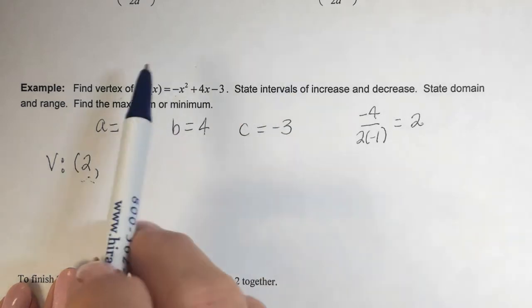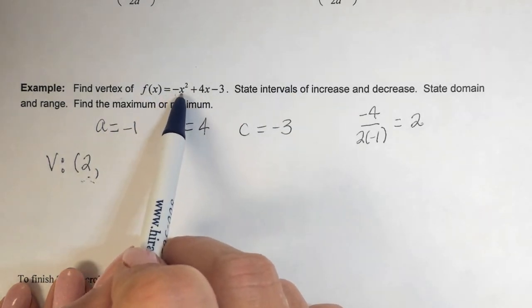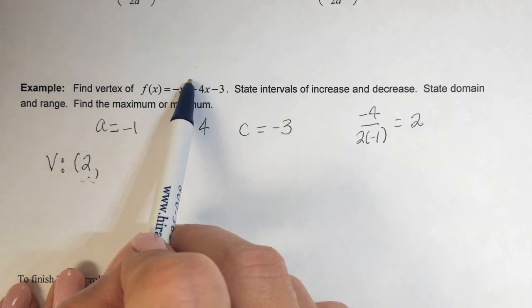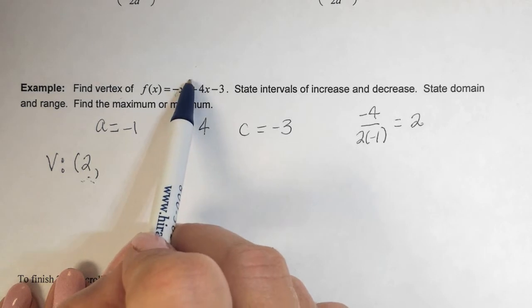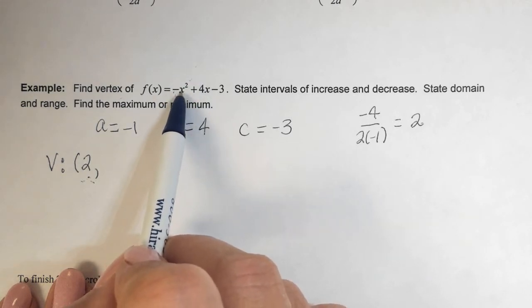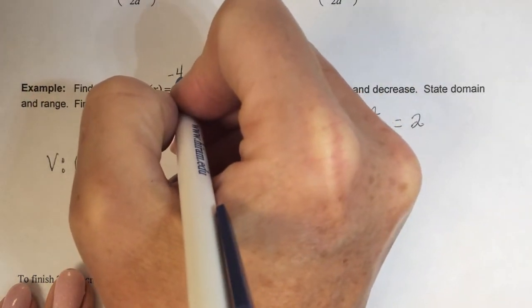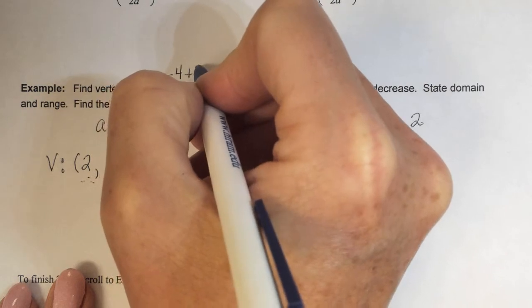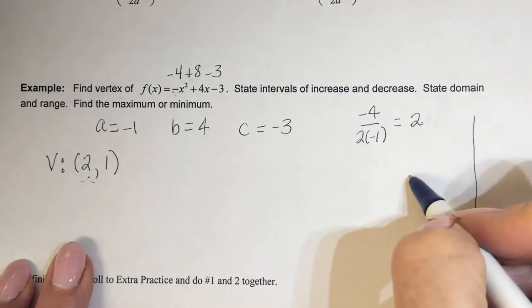Now, I want to do the plugging back in together. Here's what I see people do. They do negative 2 squared. Is that the order of operations? What do we do first? 2 squared and then make it negative. So if I'm going to be doing 2 squared and then make it negative, that's negative 4 plus 8 minus 3. What's that going to be? 1.